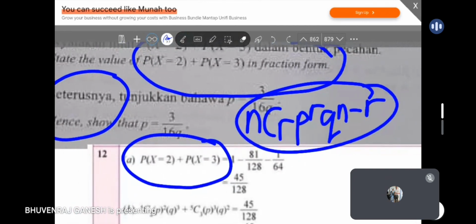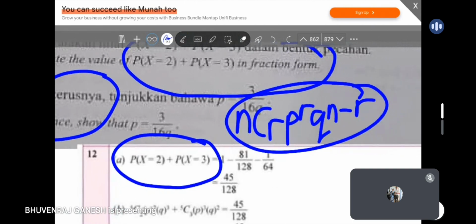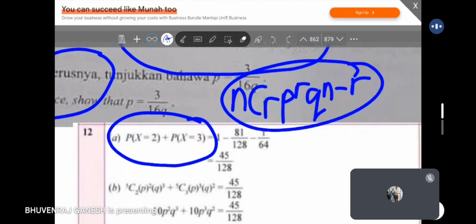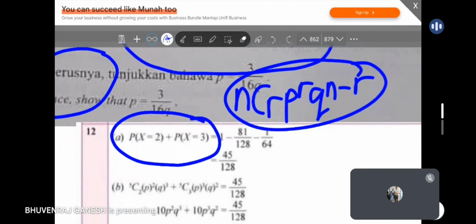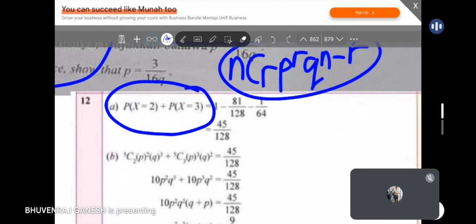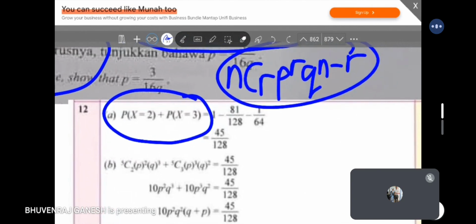Nilai p dan q kita tak tahu. We don't know the p and q value. So you just leave it as unknown. Okay, and then you press calculator. Tekan calculator, 5C2 you will get 10. 5C3 also you will get 10. Okay, so kamu dapat yang ni. After that, you try to factorize out the common term. Cuba faktorkan ungkapan yang serupa. Okay, so you see over here 10 is common, both sides, serupa. And then you notice p square, q square, p square, q square. Dua-dua ni adalah faktor serupa juga.